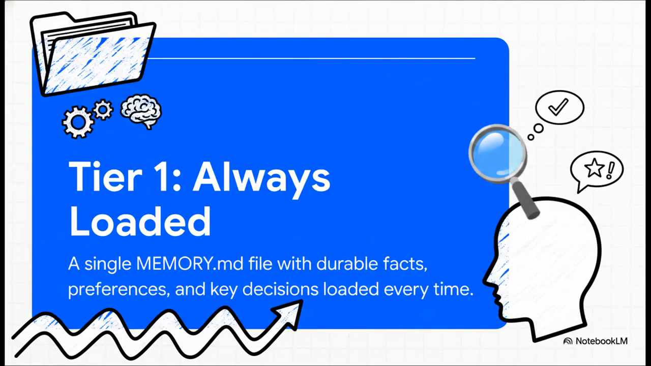So Tier 1 is the foundation. It's literally just a single markdown file called MEMORY.md. Think of this as the essential briefing you'd give a new colleague on their very first day. It's got your core preferences, key facts, major decisions, the absolute need-to-know stuff. And because it loads with every single conversation, it's kept concise, which means it has a really low token cost.